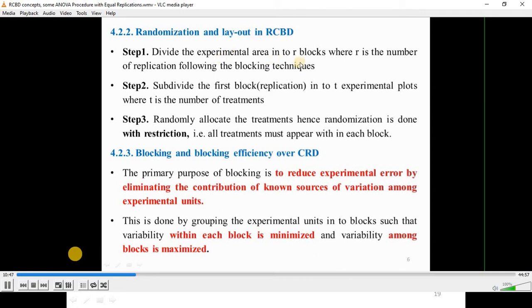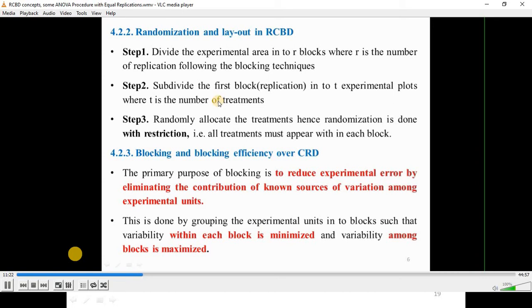And then after we have divided the experimental area into a number of blocks or replications, we have to subdivide each block or each replication into T number of experimental units. If we have 5 treatments, we divide the block into 5 experimental units, because the number of experimental units in the block is equivalent to the number of treatments. And then randomly allocate the treatments.